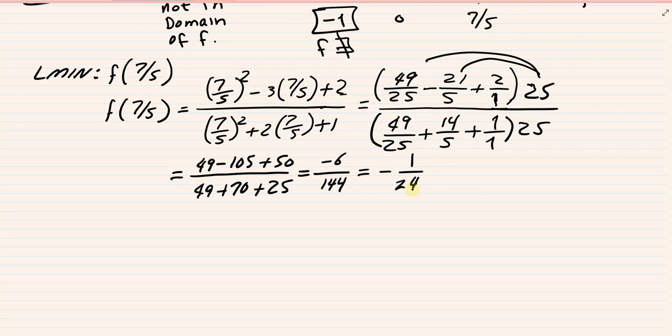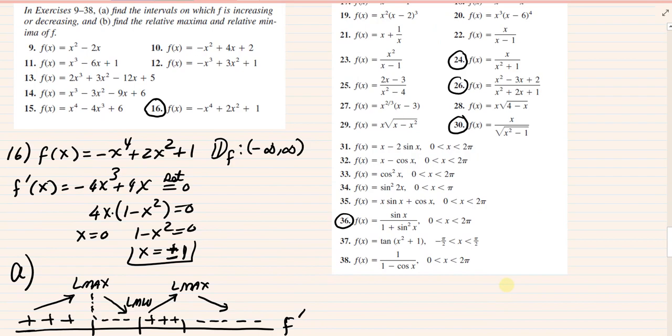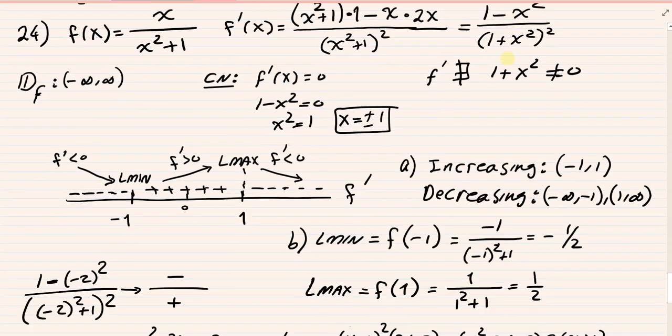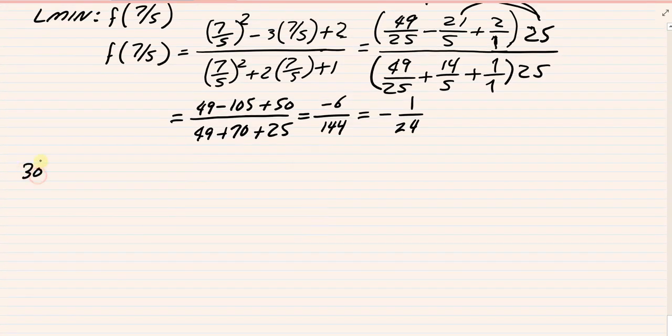Okay, let's take a look at which one we're going to do next. Okay, we're going to do number 30 next. In exercise number 30, here we have f of x is equal to x divided by the square root of x squared minus 1. Now first, domain.